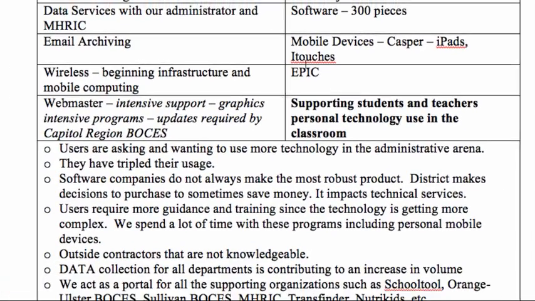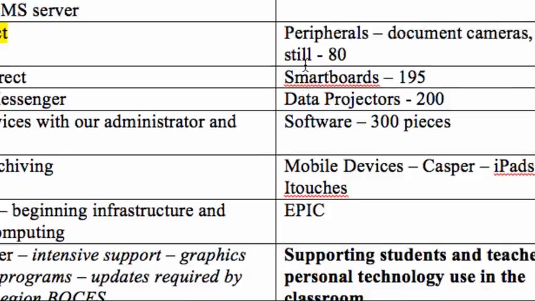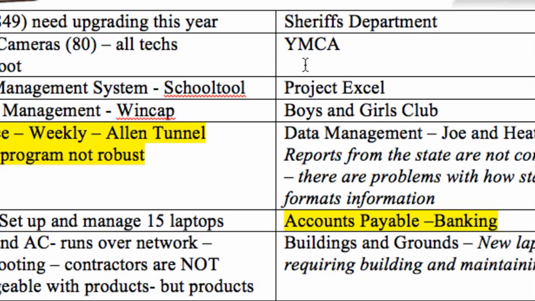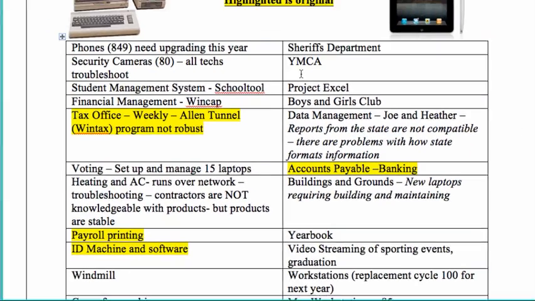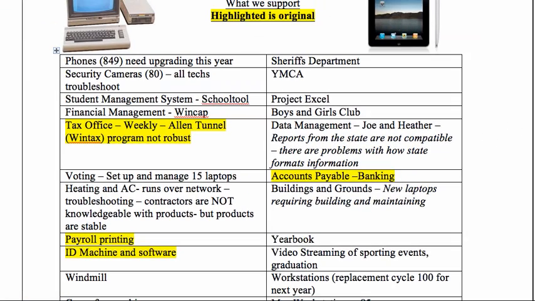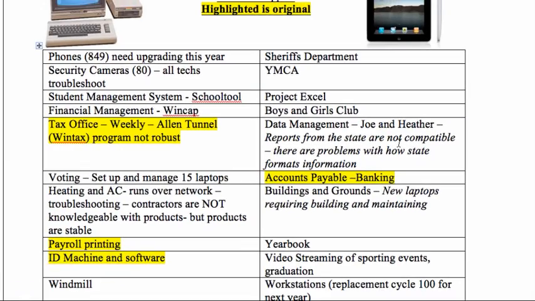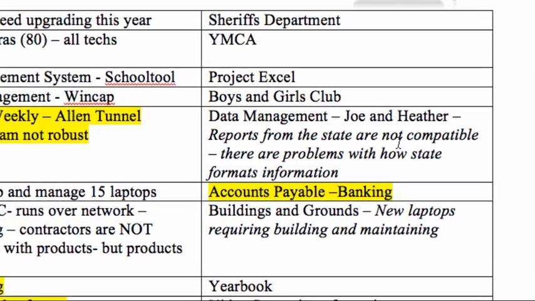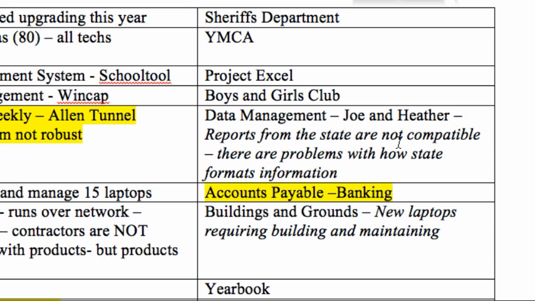We also have the YMCA, Project Excel, the Boys and Girls Club, data management with Joe Pollock from Sullivan BOCES and Heather Strauss. The reports from the state are not compatible. There are problems with how the state formats information, so we're constantly working with them to make sure they have what they need. Accounts payable was from the old system.